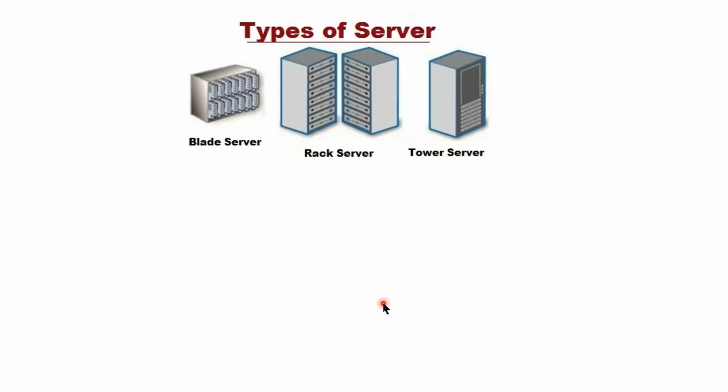Types of servers. What are the types available? These are the three popular server types: blade server, rack server, and tower server. A blade server is a thin server. There is a container, and instead of this container we can insert these thin servers. These are the blade servers. Normally these servers are hosted in enterprise-level data centers like Google, UHG, Amazon, and Microsoft.